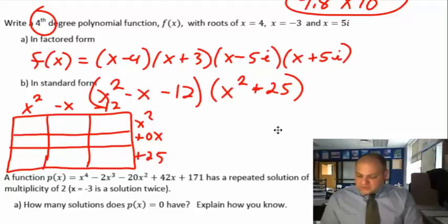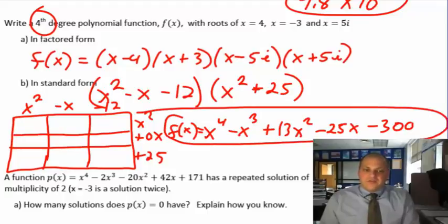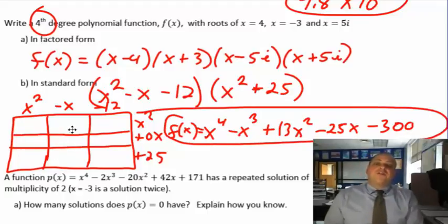I'm just trying to save time on your video. You should get x to the 4th minus x to the 3rd plus 13x squared minus 25x minus 300, if I did it right. So f of x equals that, which is going to be standard form for the polynomial. I want you to fill this in and see what you get.